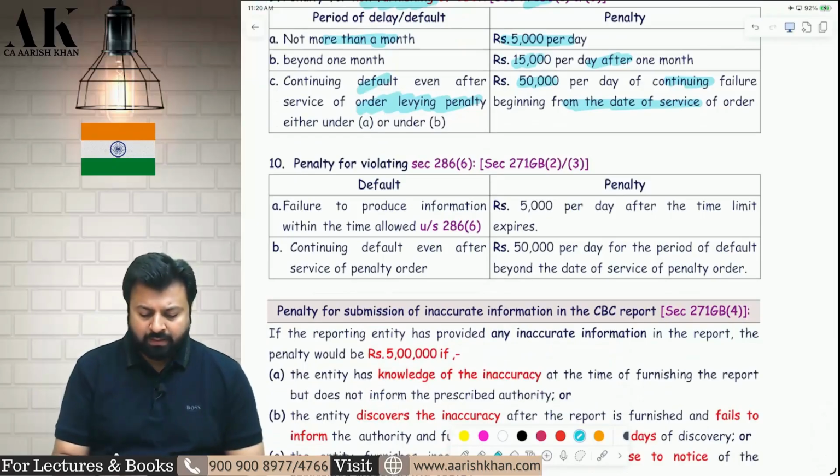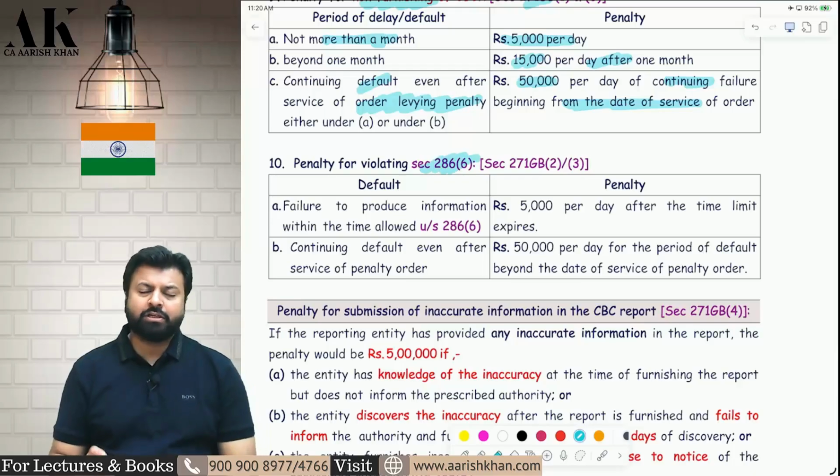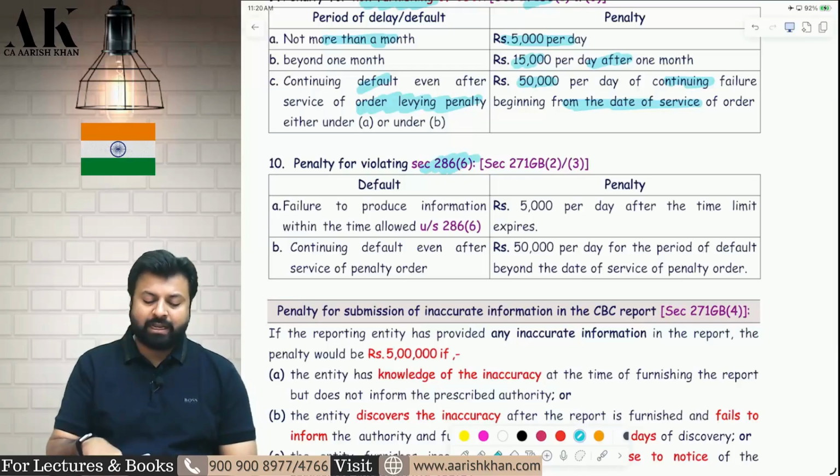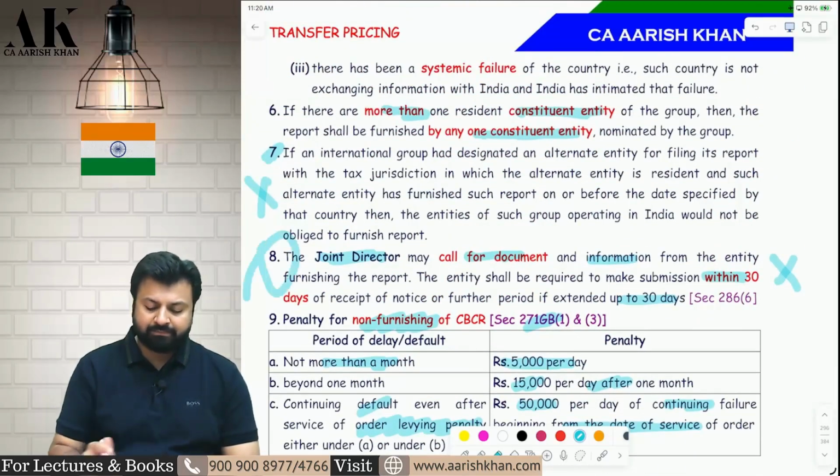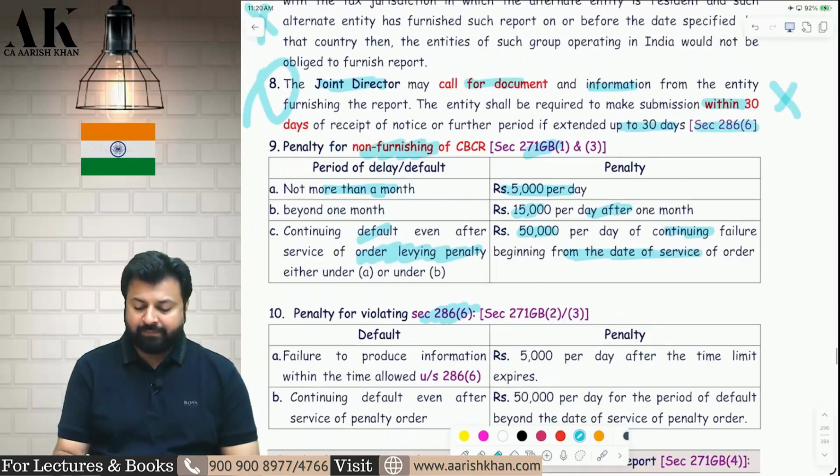Next, penalty for violating 286 subsection 6. Sir, what is 286 subsection 6? That is the last point which is mentioned over here. Point number 8. That is the reason I have mentioned the subsection over here.